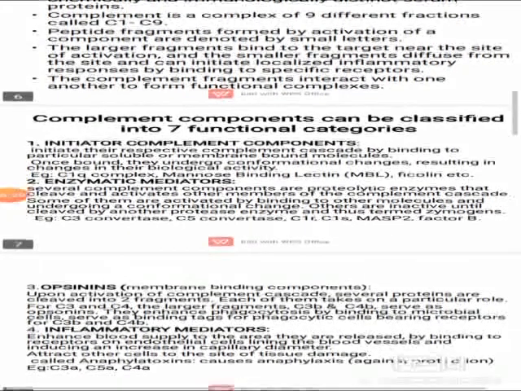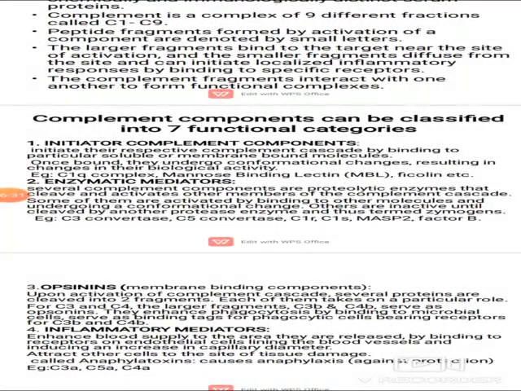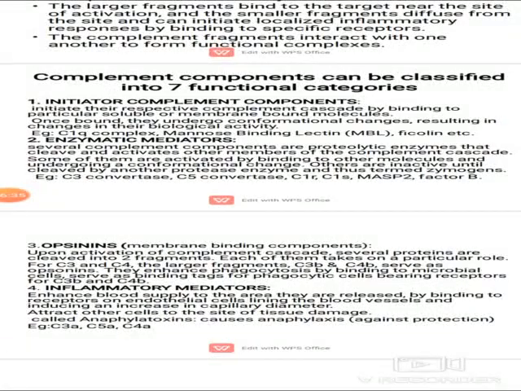As the name indicates, they initiate the complement pathway. They initiate their respective complement cascade by binding to particular soluble or membrane-bound molecules. Once bound, they undergo conformational changes, resulting in changes in their biological activity. Examples are the C1q complex, mannose binding lectin, and ficolin. I don't think there is a need for further explanation of it.